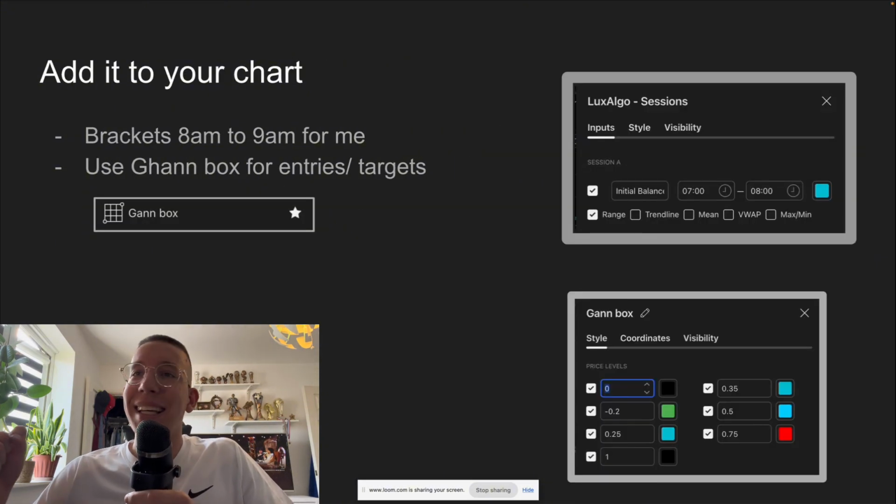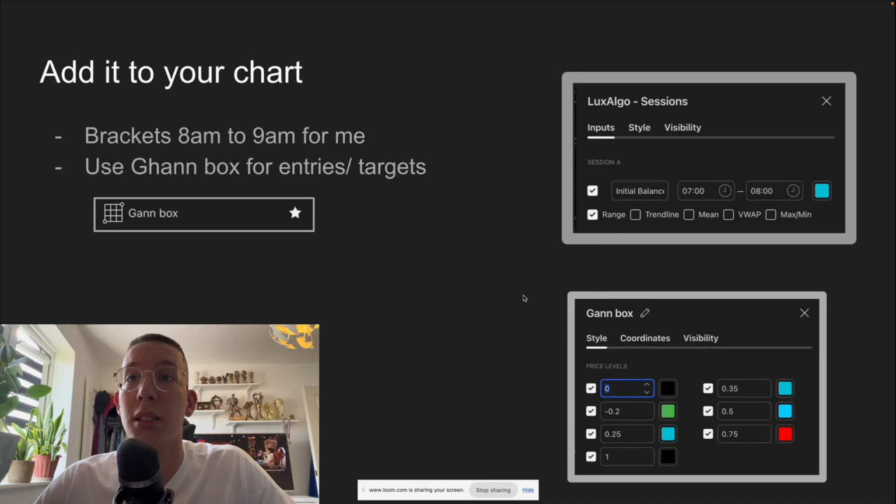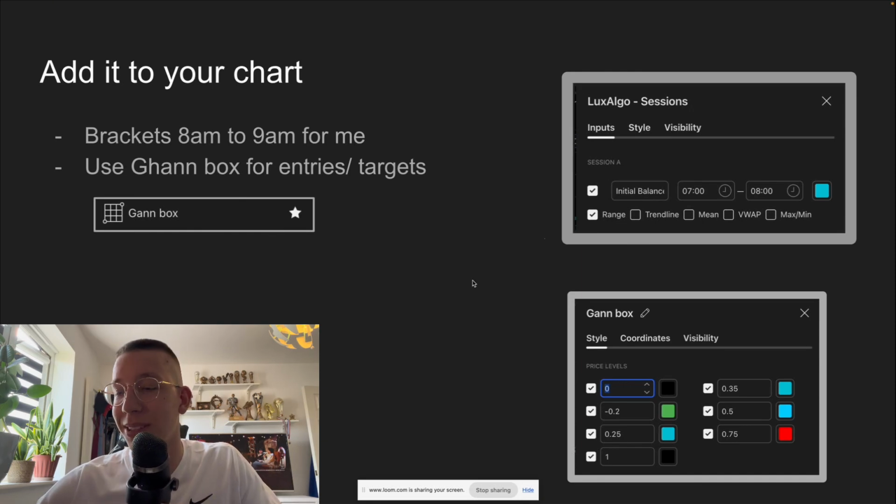First, of course, you need to add it to your chart. I've shown you this indicator I have before. These are the times I have it set up for me to see the bracket of the 8 to 9 a.m. time for me in London. You should also use a GAN box. With these levels, these will be very helpful. So just set this all up before trying it out for the first time. Make sure you come back to the video if you need help.